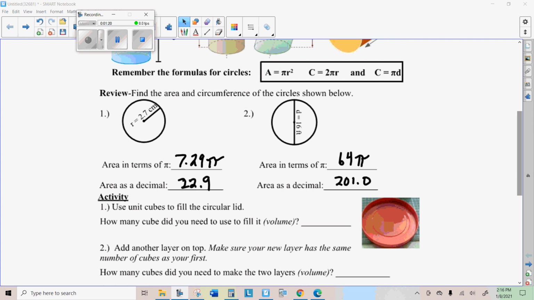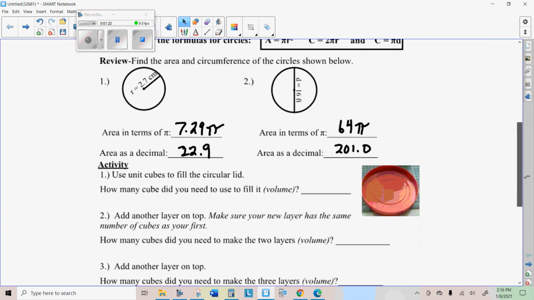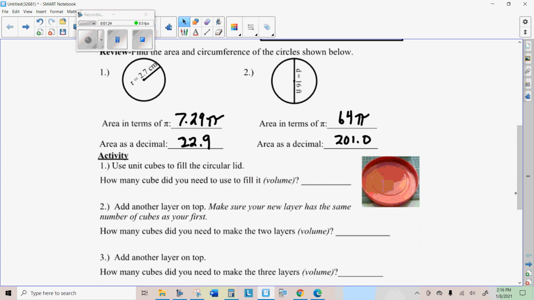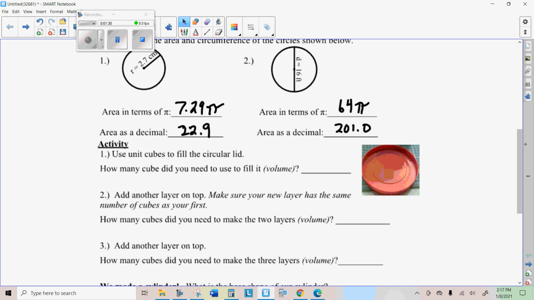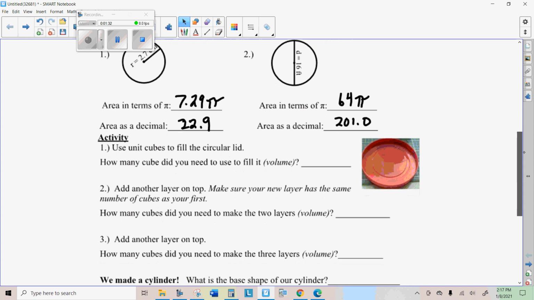All right, for this lesson and assignment, I'm going to round everything to the nearest tenth. So when you do your homework too, you're going to want to round those to the nearest tenth. Always make sure you read the directions.